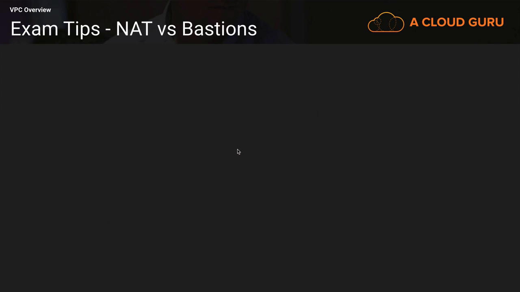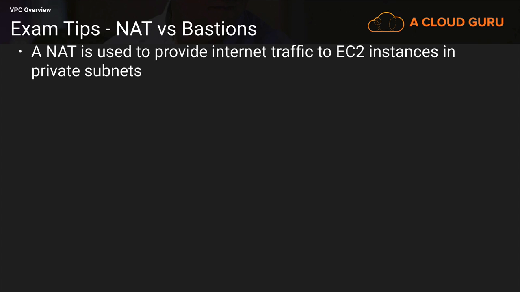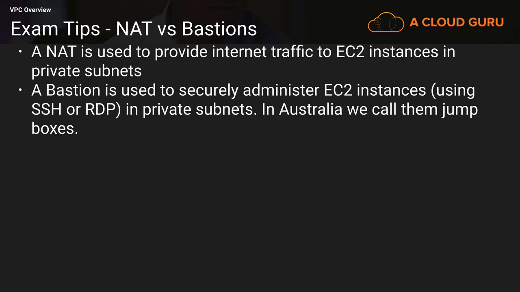So in terms of my exam tips, it's pretty easy. Just remember the differences between a NAT instance and a Bastion instance. A NAT instance is used to provide internet traffic to EC2 instances in private subnets, so they can go and install MySQL or Apache, for example. Whereas a Bastion instance is used to securely administer the EC2 instances using SSH or RDP in private subnets. And in Australia we call them jump boxes.